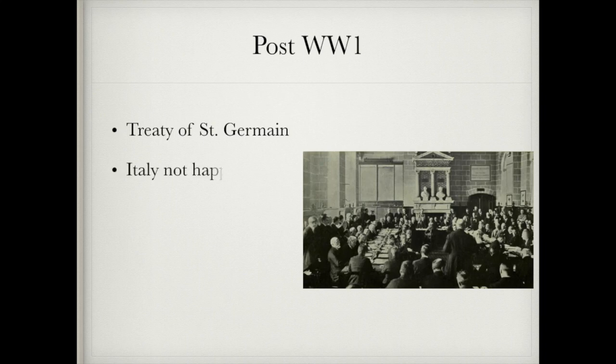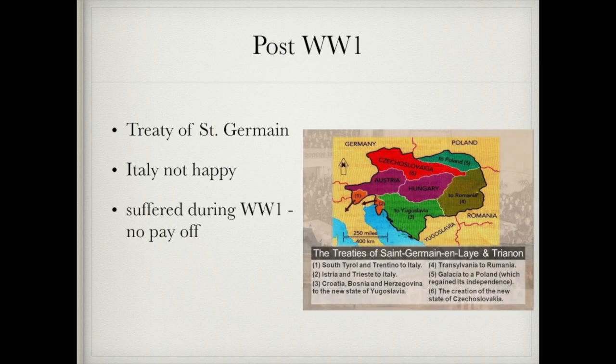Italy had a lot at stake with Austria. They had Italians living in Austrian-controlled borders. So they had more at stake with the Treaty of Saint-Germain. And even though Italy was on the winning side of World War I, they are not happy. They suffered harshly during World War I, and even though they were on the winning side, there's no real payoff.